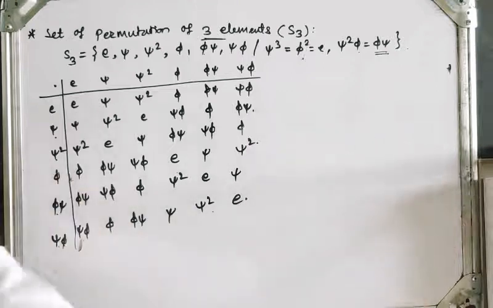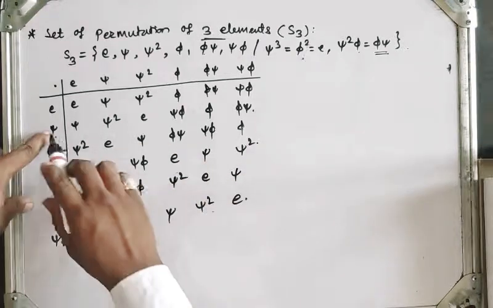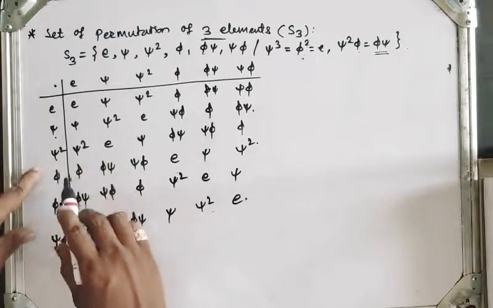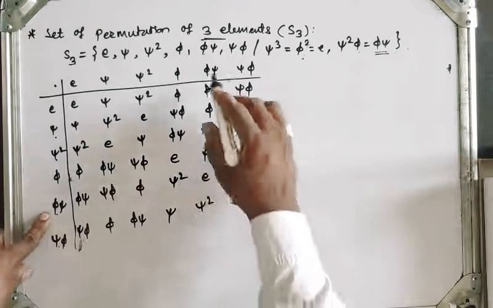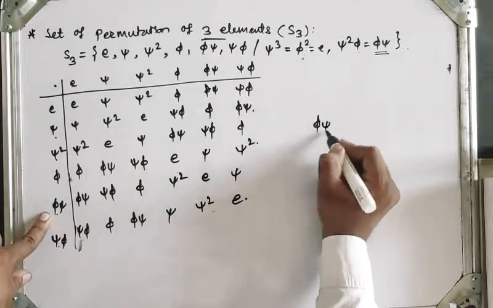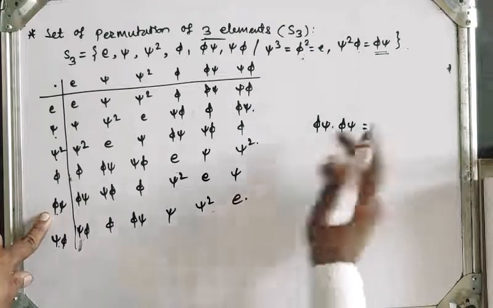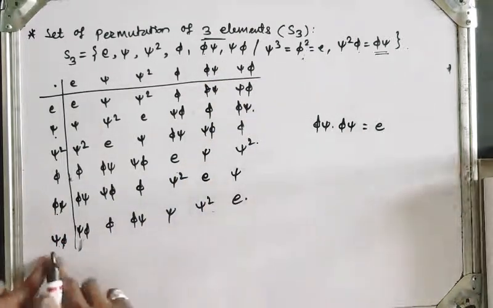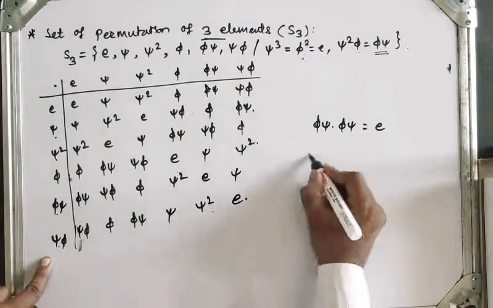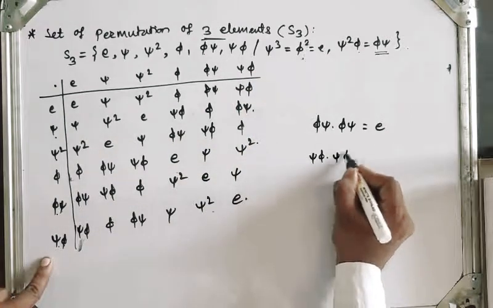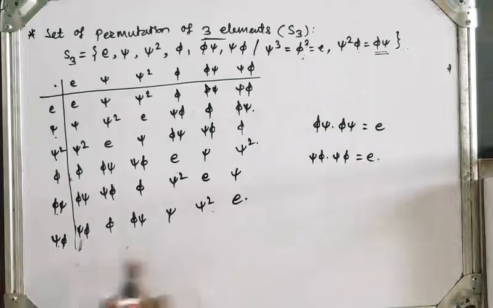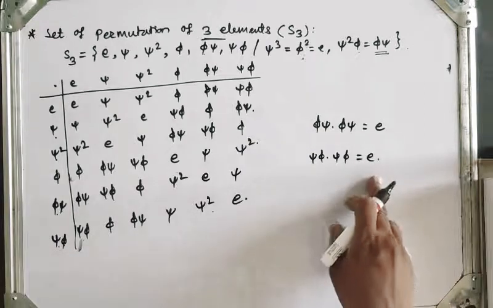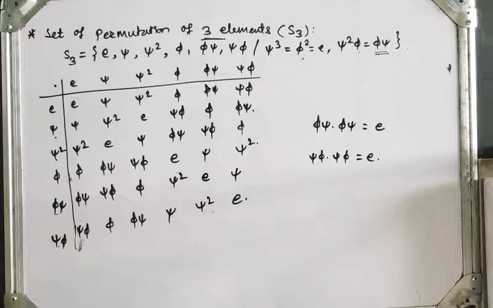Here I get both the same elements, so phi psi into phi psi, which is identity, again psi phi into psi phi, again identity, which means its order will be 2. This is the permutation group of 3 elements, which is S3, and this is the composition table of the set S3.